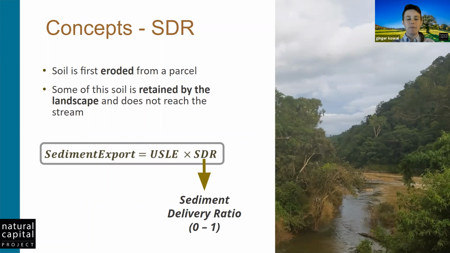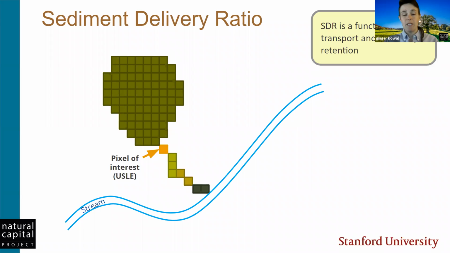So after we use the USLE equation to predict how much soil is eroded from that parcel, the second part of the model is to calculate how much of that sediment actually makes it to the stream, or is exported, or delivered to the stream. This is a fraction or a ratio, and it describes the fraction of soil coming off of a given pixel that is exported to the stream. So this is the sediment delivery ratio, the ratio of sediment that is delivered to the stream. And from this, we get an idea of sediment loads in the stream and the places on the landscape that are not just experiencing erosion, but that are really contributing to sediment in the stream.